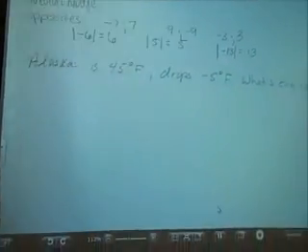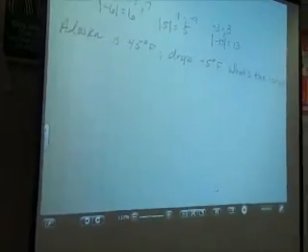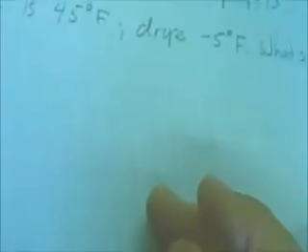Now we have this lovely word problem. I just wrote down some information here from it. It said Alaska was 45 degrees Fahrenheit, and then it drops to -5. So what is our range for this day? Can somebody remind the class what range means? Mark, what is range?